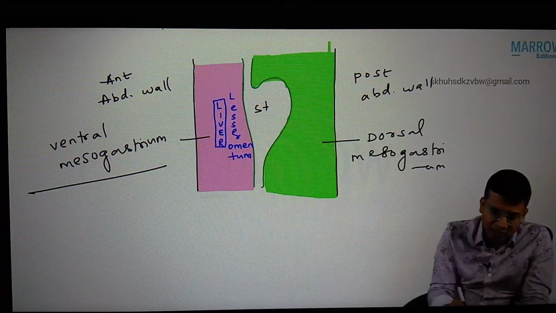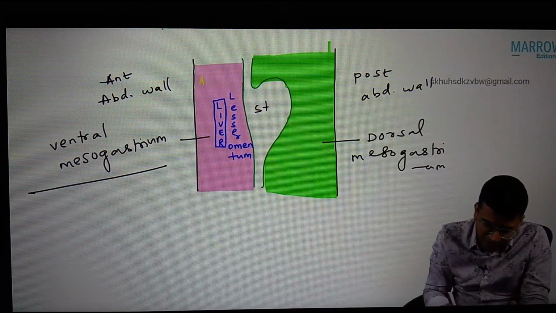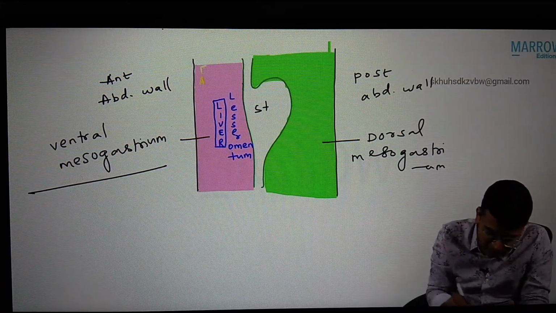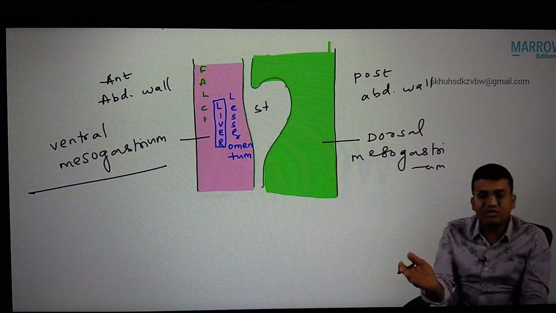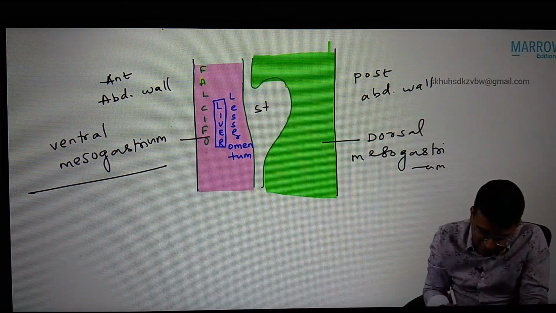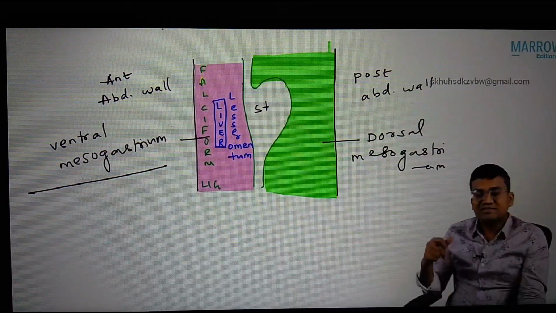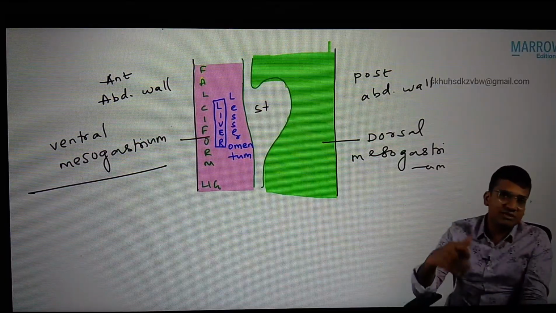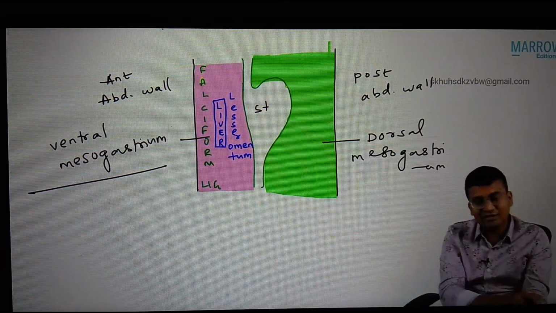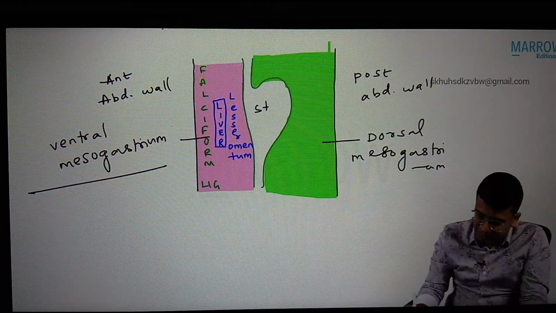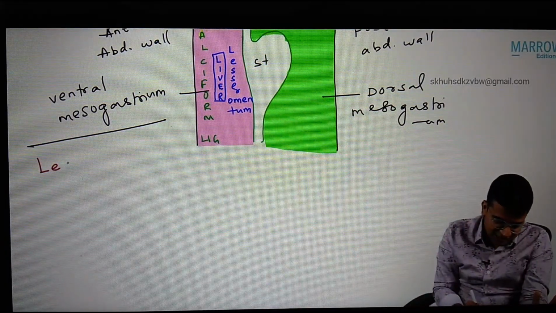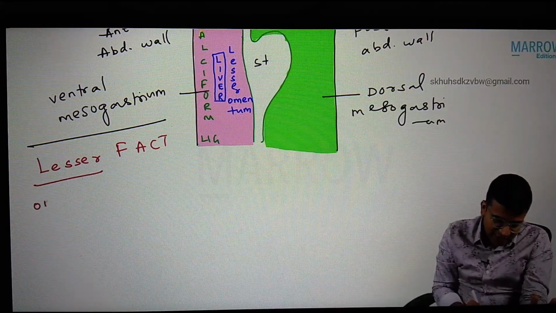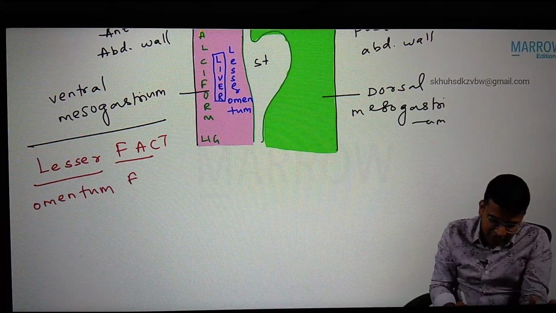Now from liver to anterior abdominal wall, that will form the falciform ligament. Very good. So from liver to anterior abdominal wall, I am saying falciform ligament. Falciform ligament is derived from, again, ventral mesogastrium. Now the falciform ligament in turn gives two more ligaments, coronary ligament and triangular ligament. So ventral mesogastrium forms four structures. Mnemonic is LESSER FAT. So LESSER means lesser omentum. FA means falciform ligament.